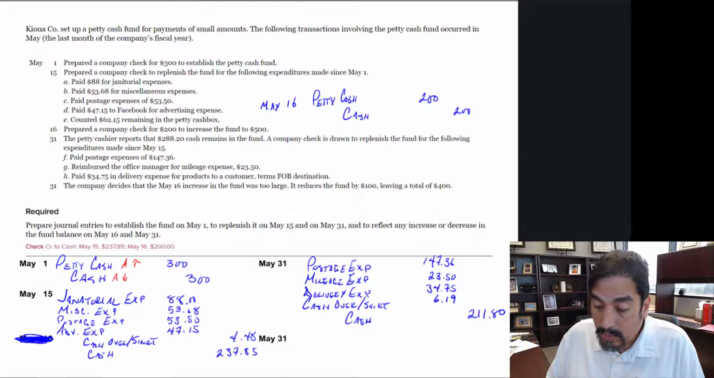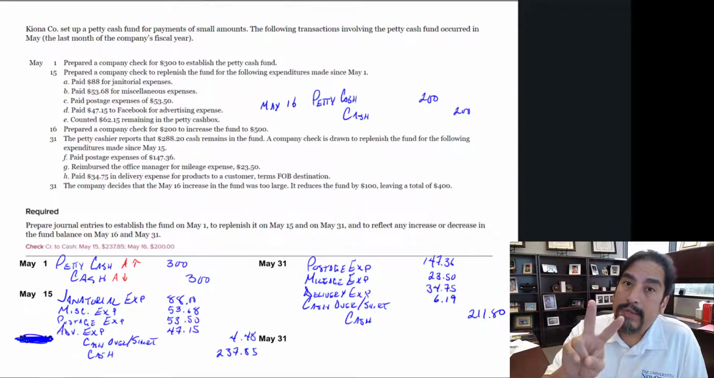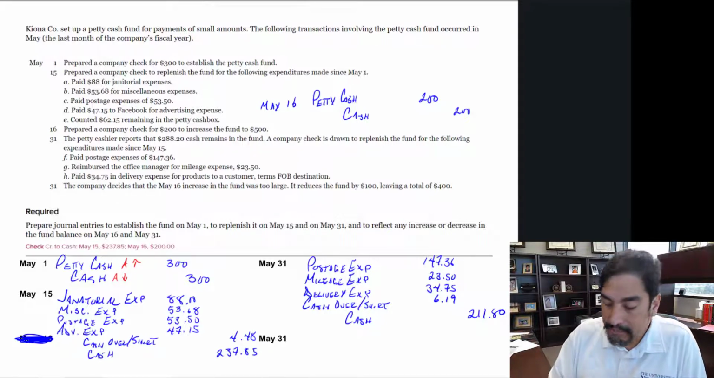And also on May 31st, we decide that $500 is too much. We think $400 is more appropriate. So now we're going to reduce the fund by $100. Like I said, I've said a couple times already, there's really only 2 types of journal entries that we're going to see that have petty cash in it as one of the accounts.